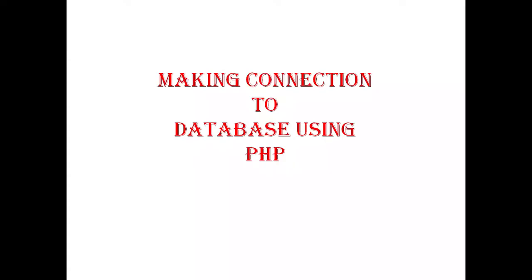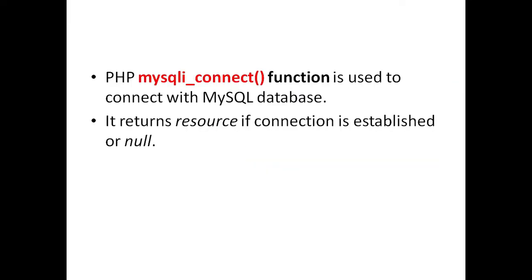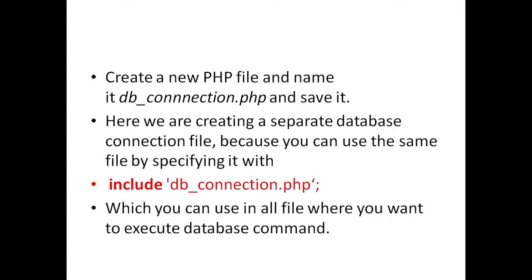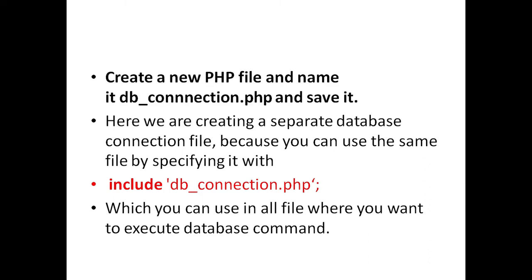Here we will see making connection to database using PHP. To make a connection with database, MySQL connect function is used, which returns resource if connection is established or returns null. For making a connection with database, create a new PHP file and name it as dbconnection.php and save it.